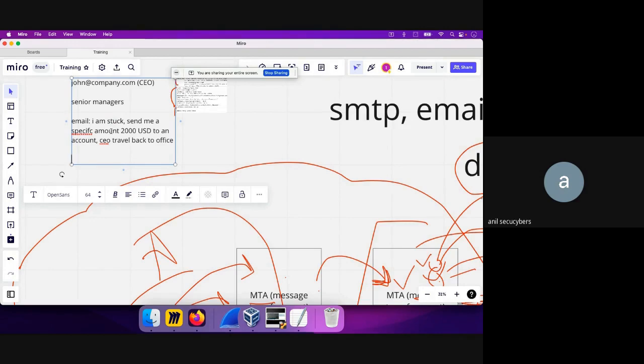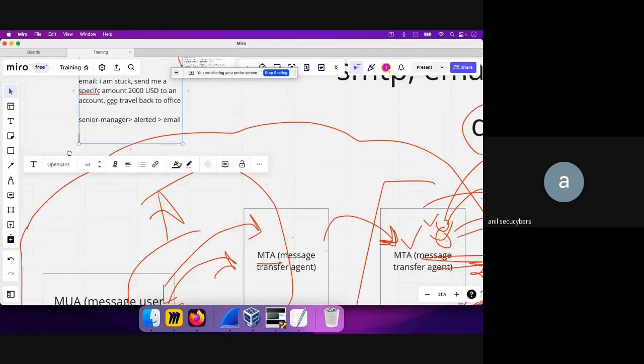Now, one of the senior managers alerted us that they were receiving this kind of email, and we were alerted about that. What we did in that incident was we got the email headers, and then we did the analysis to figure out if this is spam, if this is a phishing attack or not. Okay.